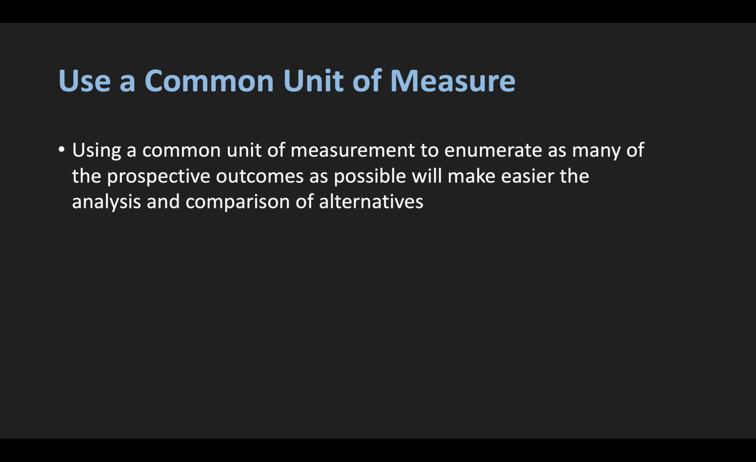Use a common unit of measure, and it basically means to enumerate as many of the prospective outcomes as possible. This will make it easier to analyze and compare the different alternatives, right? So basically, we're trying to develop rubrics and have the same way to measure them, and then we can aggregate together to make a decision, right?